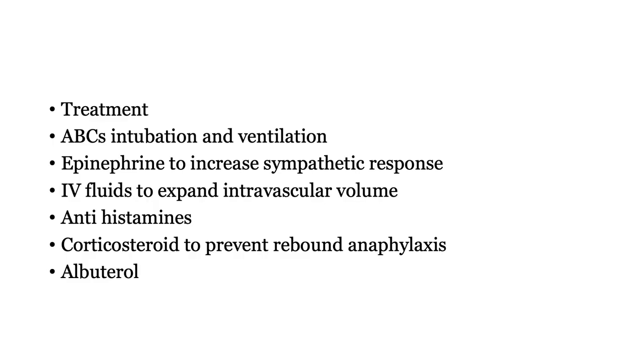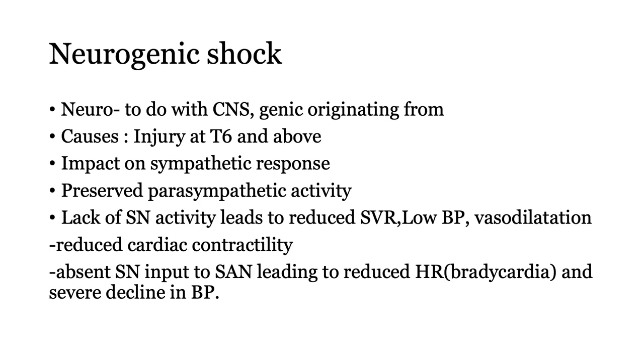Treatment, remember, we always look at our airway, breathing, circulation, the ABCs. So intubation and ventilation: the patient might require intubation and ventilation. Then epinephrine to increase sympathetic response. Then we give intravenous fluids to expand the intravascular volume. Then we give antihistamines. Then corticosteroids to prevent rebound anaphylaxis. Then albuterol to dilate the constricted bronchioles. Then neurogenic shock is another example of distributive shock.